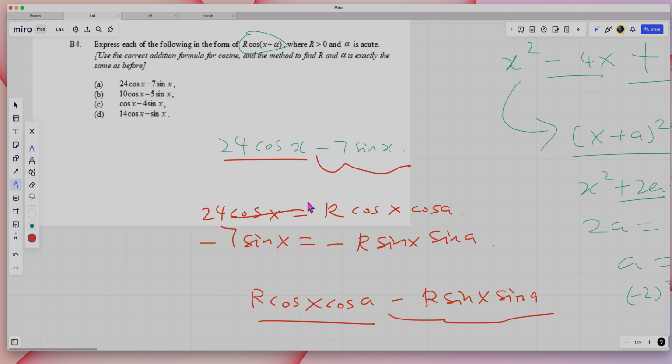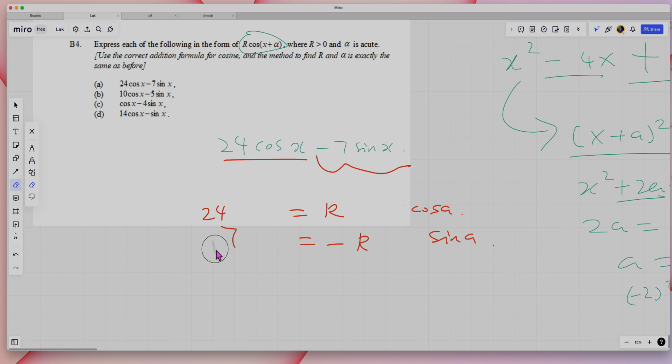Now cosine x is gone. Does it make sense? Then sine x and sine x are gone. So now it looks much better already. The negative is gone. This is equation 1, equation 2, so this is a simultaneous equation. Let me tidy it up a little bit. So r cosine a is equal to 24. r sine a.